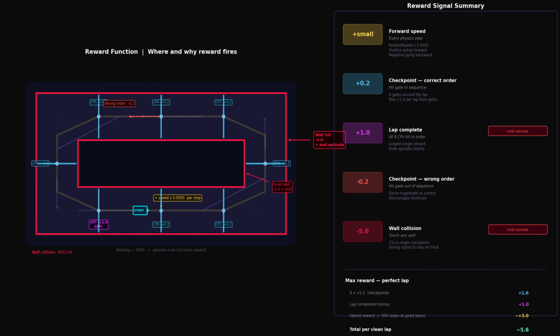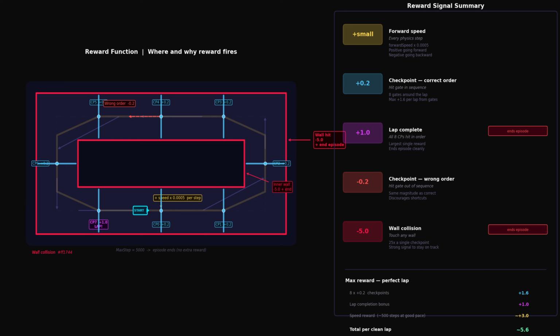Now, there is one important thing that we need to take into account when we do reinforcement learning, which is the reward function. What is the reward function? The reward function has 3 layers. The first fires every single physics frame. The agent earns a small reward proportional to how fast it is moving forward. The forward is important. I don't want the car to move backwards. Go fast in the right direction, you earn a little. Slow down or drift sideways, you earn less. Go backward, you get penalized.